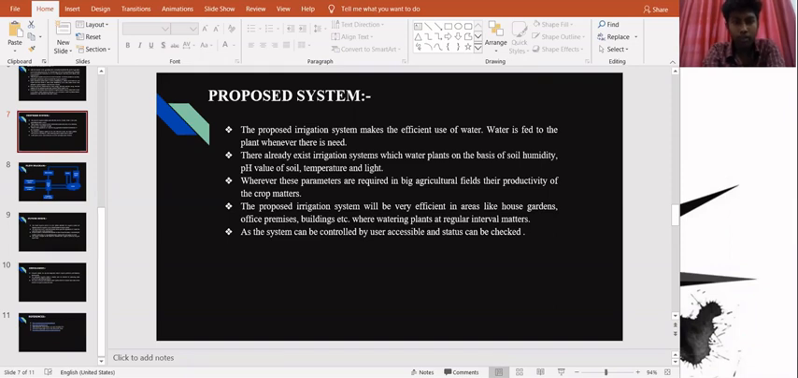So third point, whenever these parameters are required in big agricultural fields, the productivity of the crop matters. As we know, the productivity increases by considering all the aspects like temperature, light, pH value, etc. So the proposed irrigation system will be efficient in areas like houses, gardens, office premises, buildings, where watering plants at regular intervals matters. The system can be controlled by the user and status can be checked. We can control the system by Android mobile also.